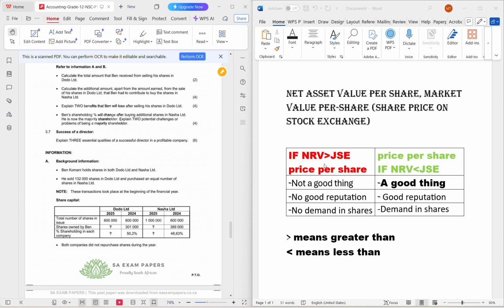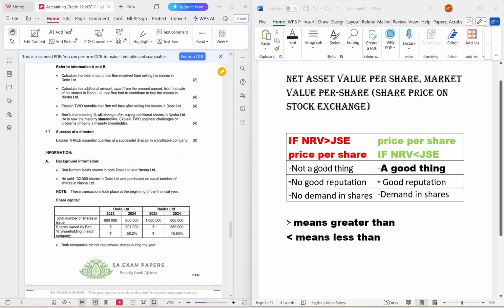Let's see how the NAV and the JSE market price per share work together. You must compare them if you want to get to the correct answer. You have to compare them so that you can make a final conclusion and have a good foundation of the basics of how these indicators work. So first we have the NAV and the JSE price per share.